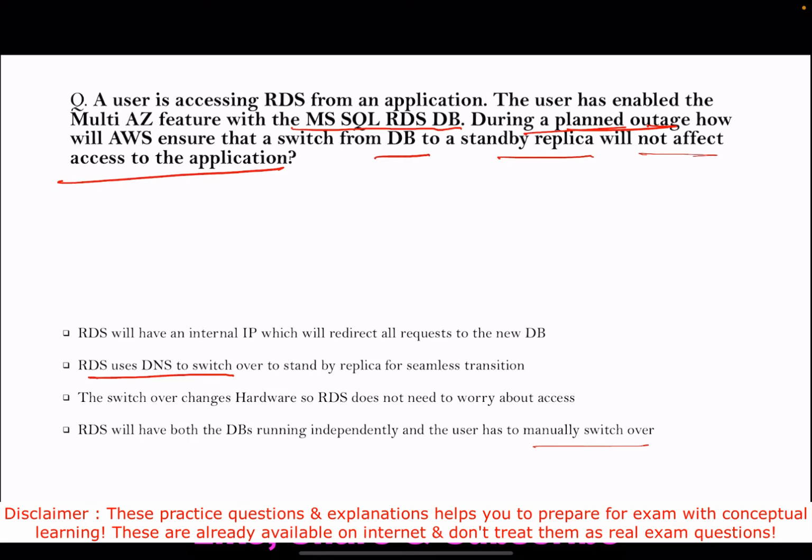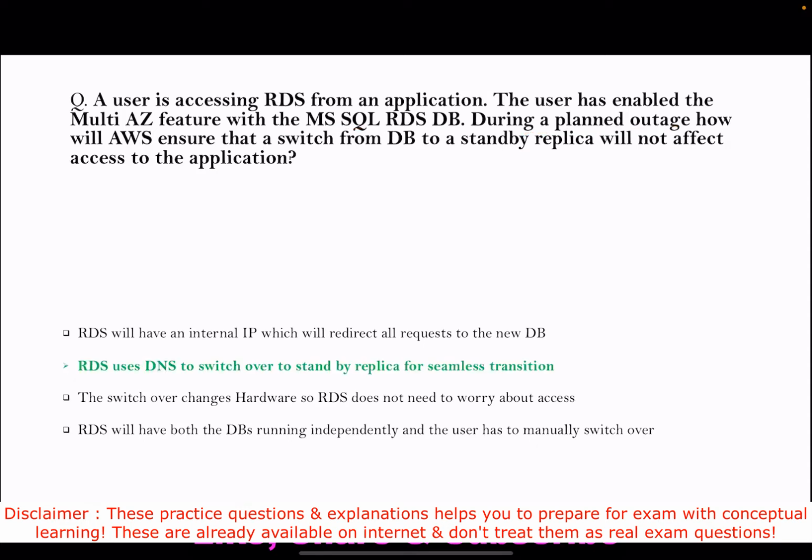In this case, what will happen? The correct answer is the second, where RDS uses DNS to switch over to the standby replica for seamless transition. So DNS helps in this case during a planned outage. So our answer is the second. Let's talk about the next question.